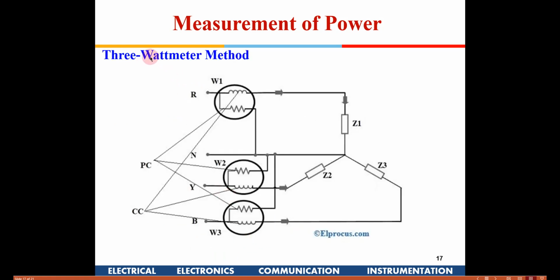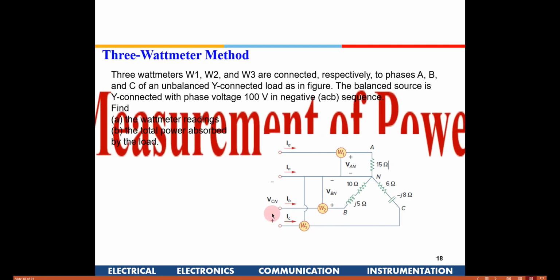Right, now the 3-wattmeter method, like I said, is fairly simple. It can be used only for a 4-wire system, where I connect 3 separate wattmeters between each of the phases and the neutral. Okay, so the total power will just be the sum of these 3 readings. This is the simplest one, but it is only applicable for a 4-wire system. It cannot be used for a 3-wire system.